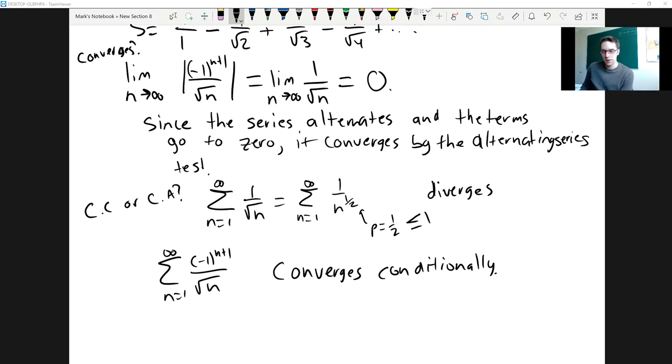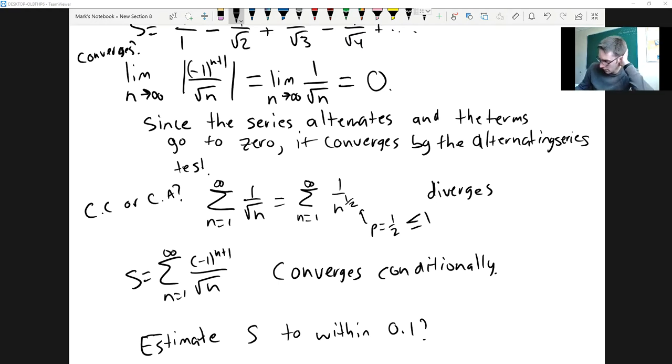All right, so now on to the main question. If S is exactly what this sum is, how do we estimate S to within 0.1? Now, rather than answering that question right off the bat, let's start looking at some of the partial sums to get an idea of what's going on.